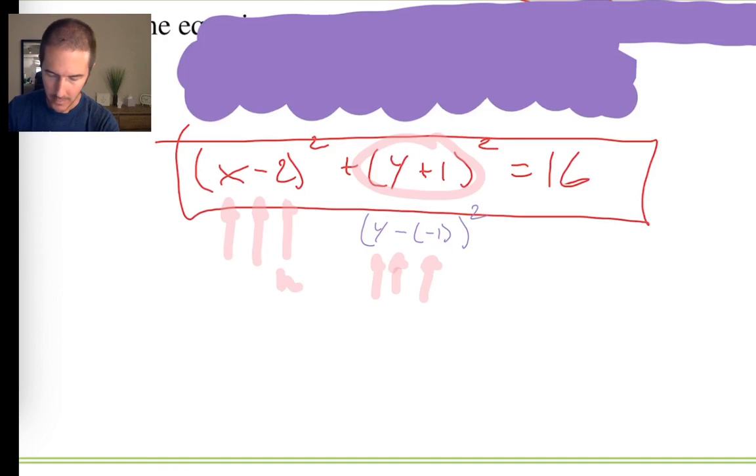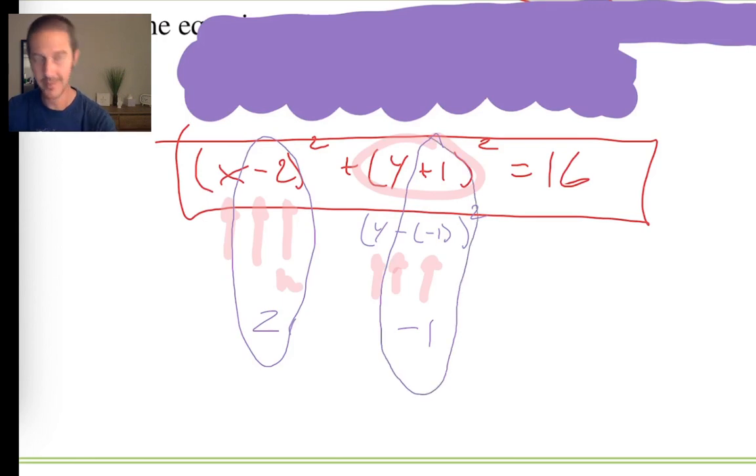So again, this is a positive 2 and this is a -1, but let's be careful because this sure looks like it's a -2, but it's not, and it sure looks like that's a positive 1, but it's not. So they're kind of the opposite of what you might think. And remember that this is not your radius, this is r squared. So if someone says, what's the radius of this circle, you've got to square root the right-hand side.